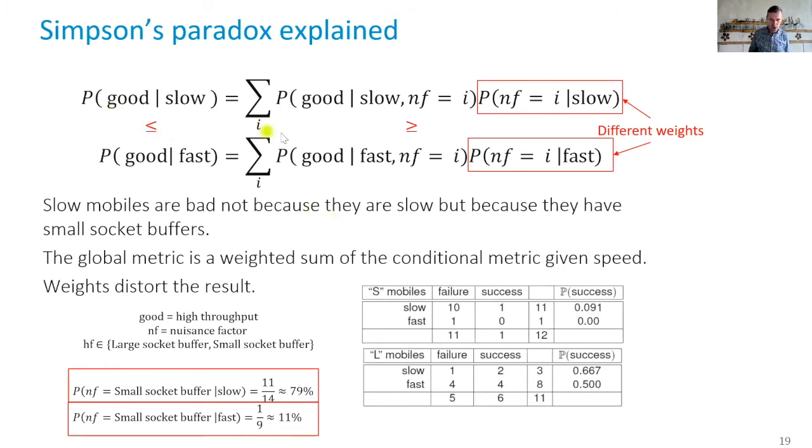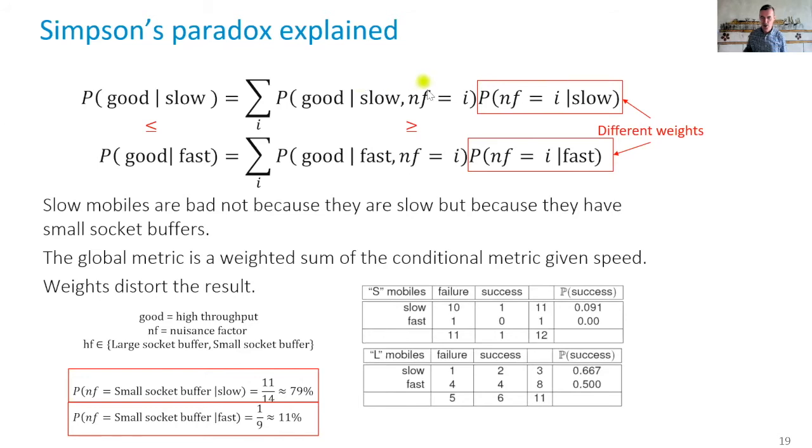And this is our first formula of probability. I'm interested in conditional probability. I call a mobile good if its throughput is higher than 1.5 megabit per second. The probability that a mobile is good, given that it is slow, is what I want to compare with the probability of being good, given that it is fast. Now, the law of total probability tells us that the probability of being good, given that it is slow, is the sum over all possible values of the nuisance factor, NF, of the conditional probability given that this hidden factor takes the value i, multiplied by the probability that this hidden factor takes the value i.